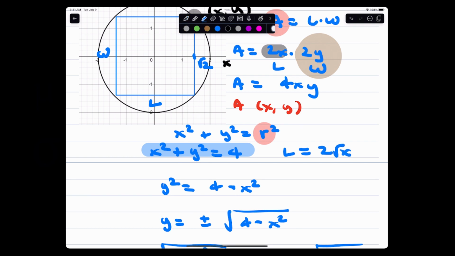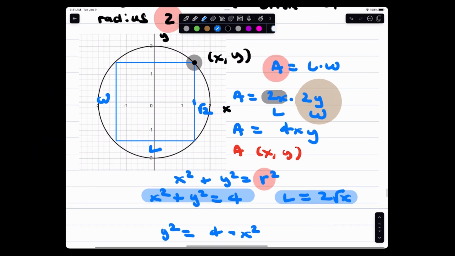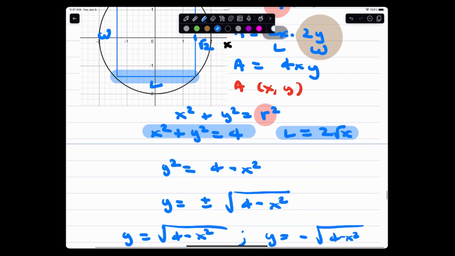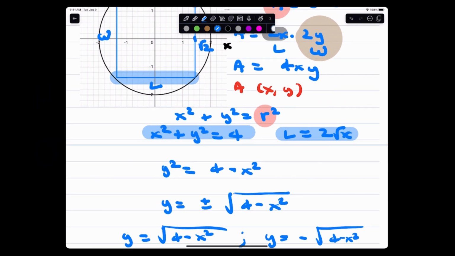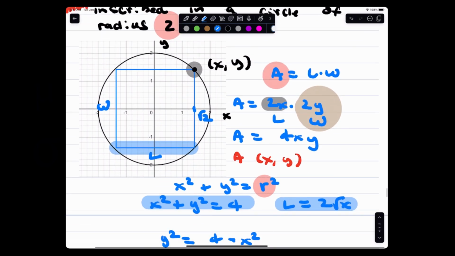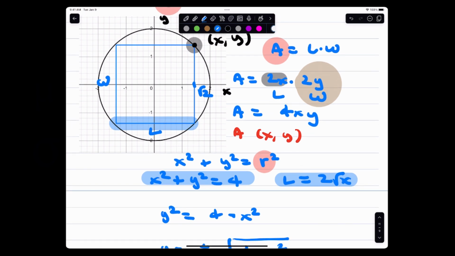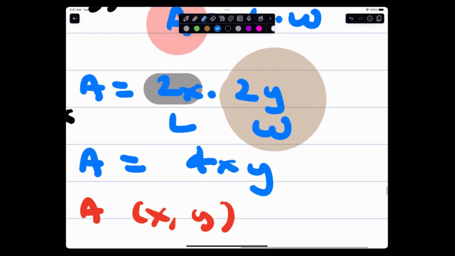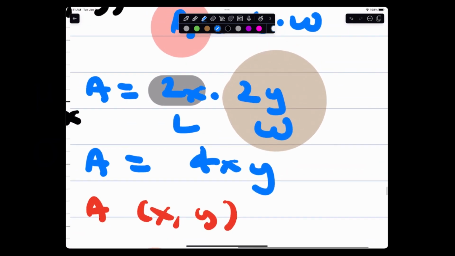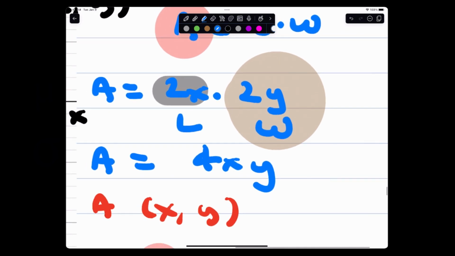X. Is that true? You just found the length. How do you get the width? How do you get y? 2y is the width, isn't it? So how do I get y?